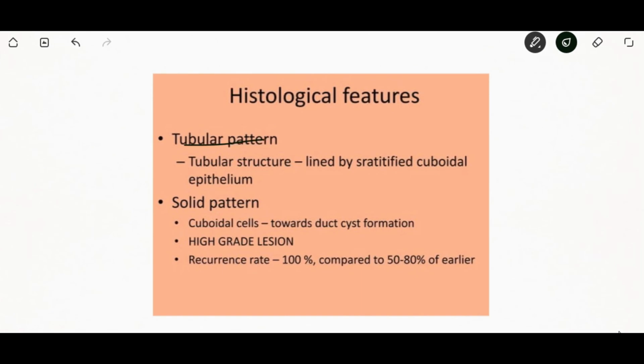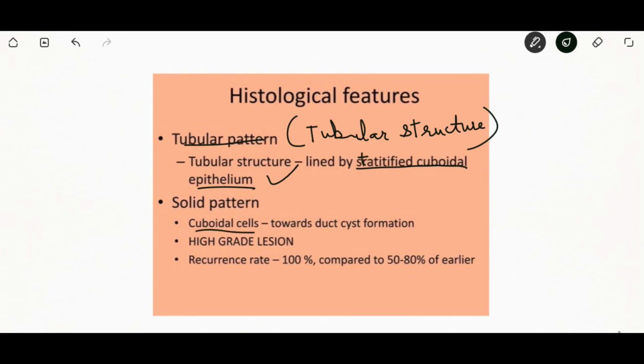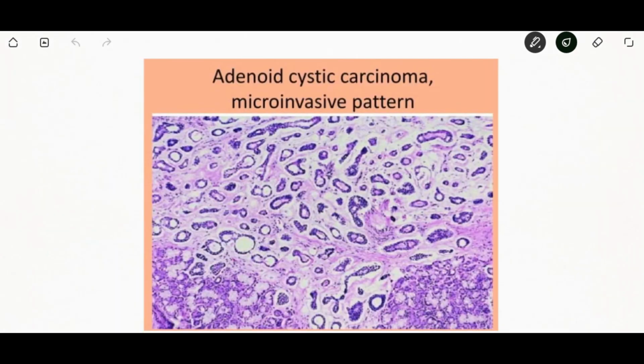The tubular pattern will contain tubular structures lined by stratified cuboidal epithelium. The solid pattern will show solid groups of cuboidal cells with little tendency to either duct or cystic formation. Which pattern is most common? It's the cribriform. Which is the least common? It's the solid form.